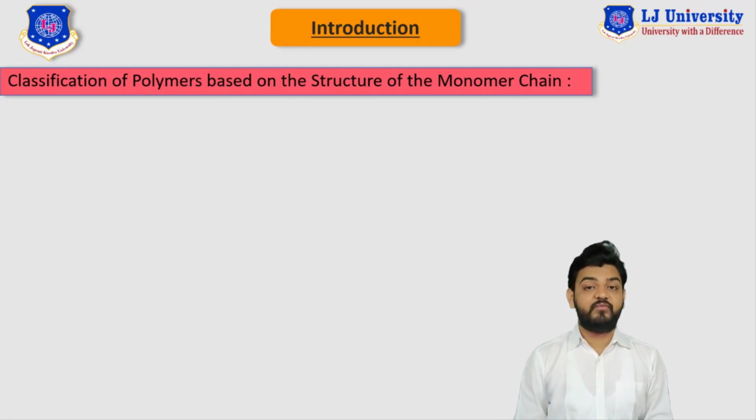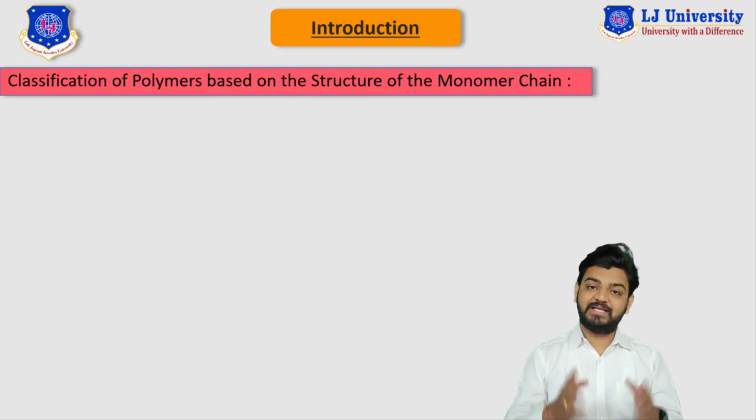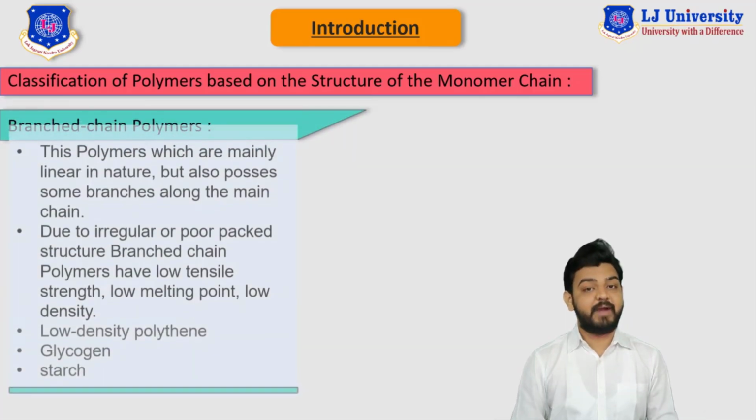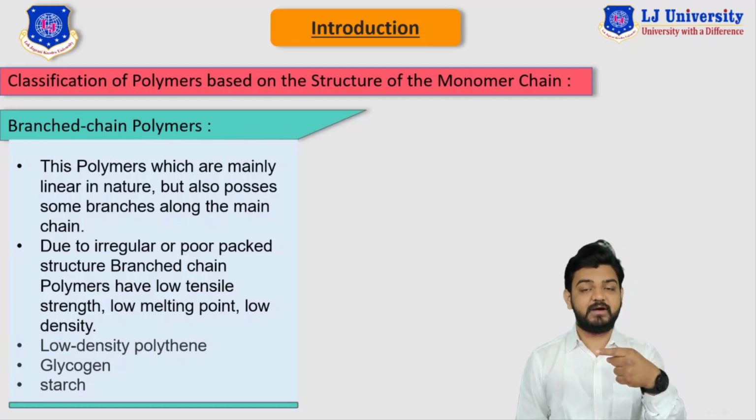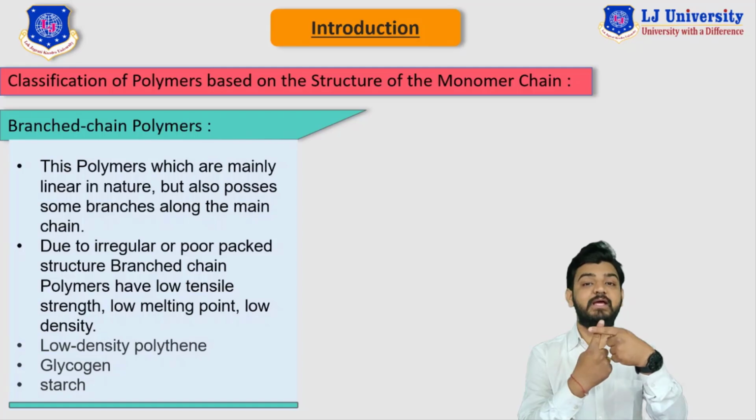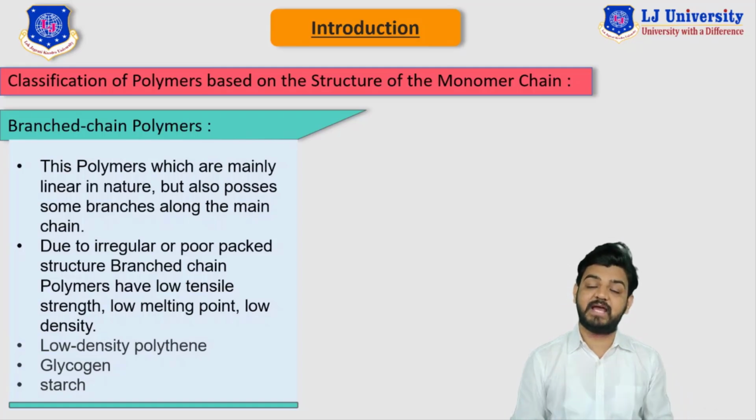Now, in this video, we are going to continue our classification of polymer based on the monomeric chain of the polymer. In this, we are going to see the branched chain polymer. These branched chain polymers are basically linear polymers, but they have certain branches on the backbone of the linear polymer. So if this line is the linear polymer, then this is the branch on the linear polymer. Combined, we can say that this is the branched polymer.